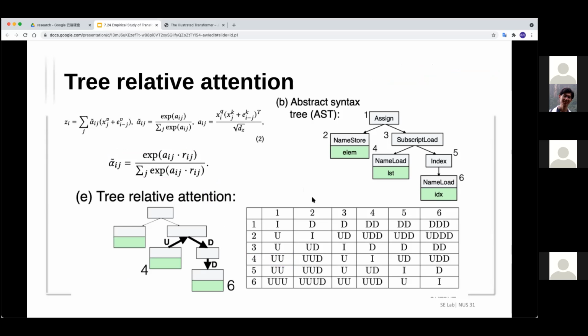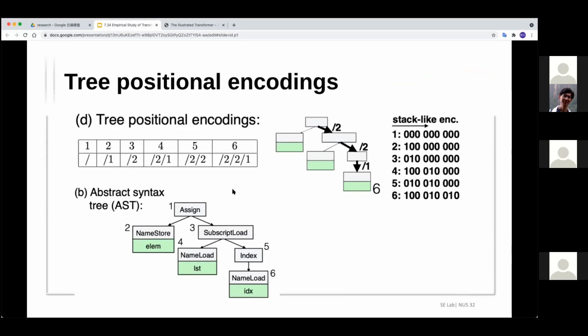Okay, keep going on. And now it's a bit simple one. It's a tree position encoding. It also wants to incorporate the information from the tree. Now he just goes from the root to get the information. The first node is 0, it is the root, so it's all 0.